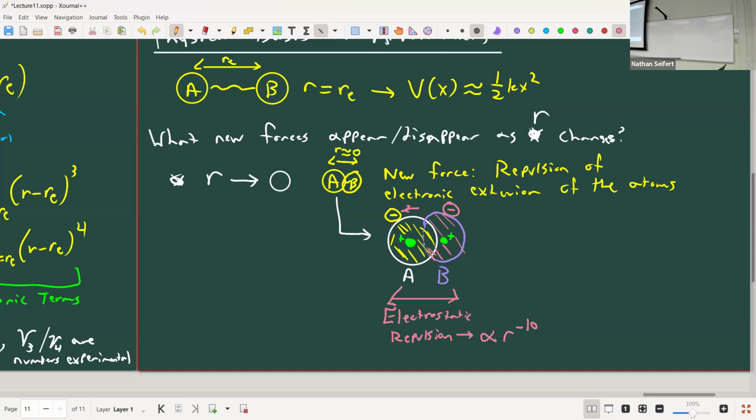Now these electrons are interacting with each other, they're repelling each other, and they repel at R to the 10th instead of the force of the spring, which is R to the 2. So this dominates at small r.